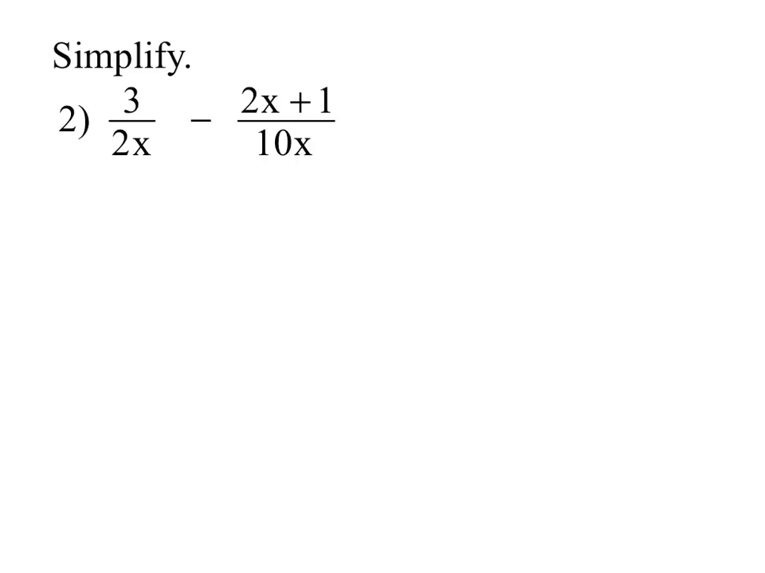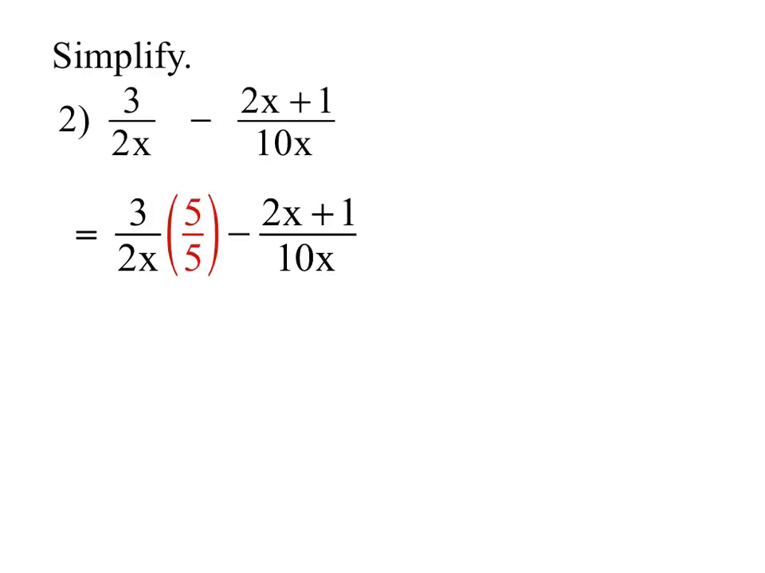Okay, next one. We've got some variables. Again, our least common multiple, or our least common denominator, would be 10x. So I would have to multiply 3 over 2x by 5 over 5.